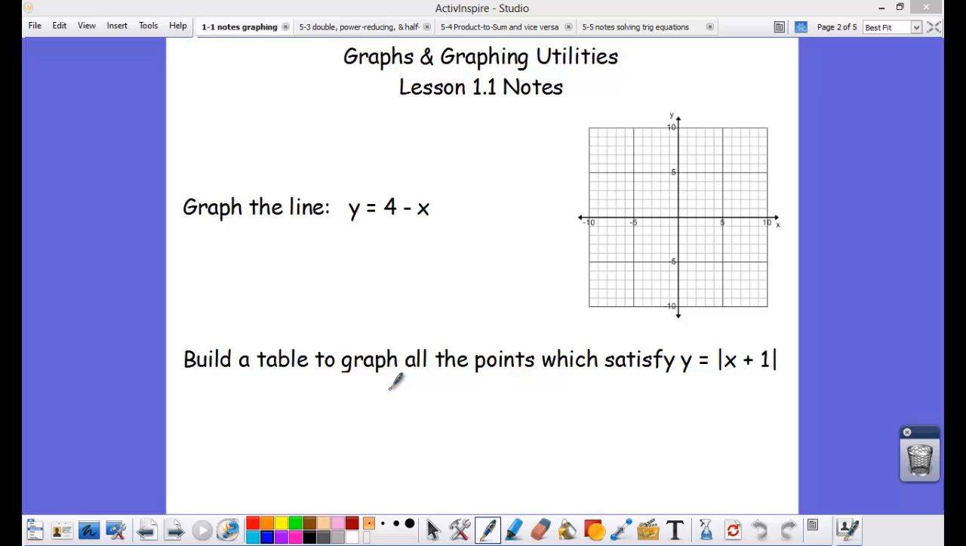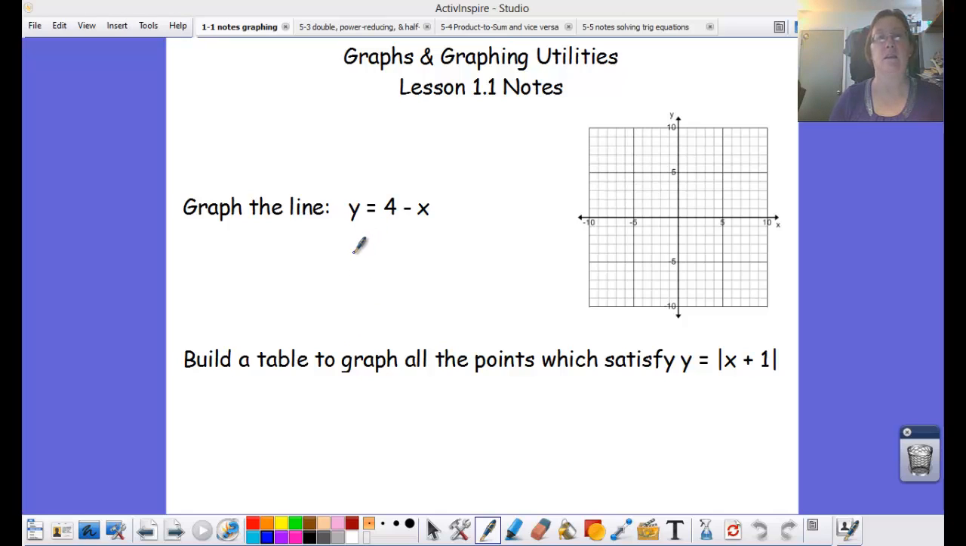Hi, in this lesson we are going to take a look at graphing both by hand and using the calculator. Actually, we're going to try and introduce you to several features of your graphing calculator that will be very handy as we go through the rest of the semester, trimester. We're going to begin by asking you to graph the line y equals 4 minus x.